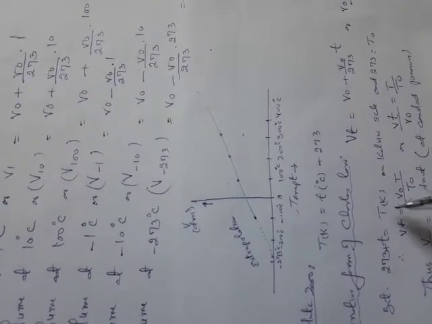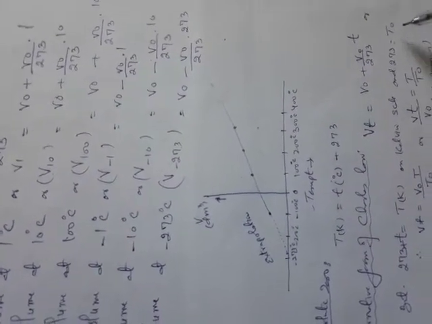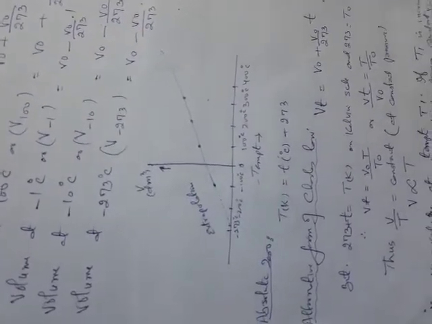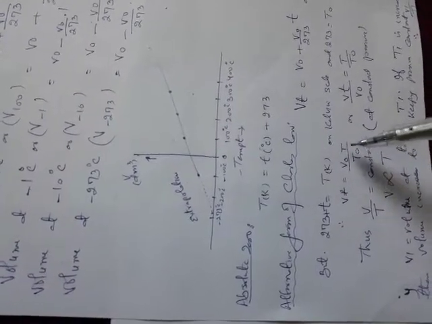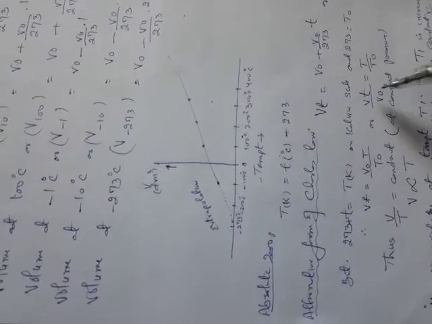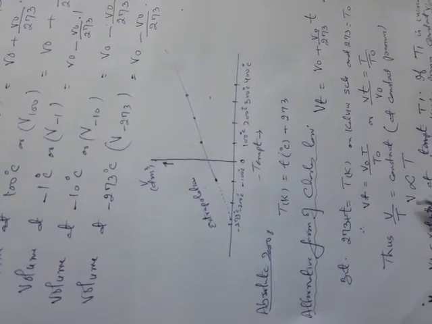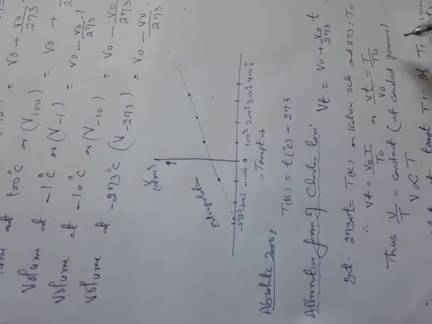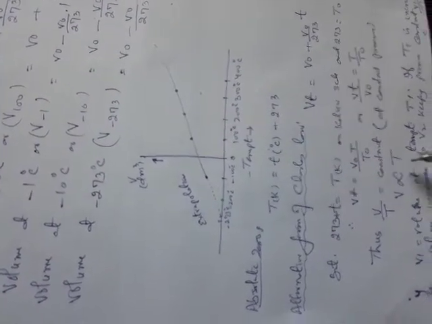Now we know that 273 plus T is given by T Kelvin on the Kelvin scale, and 273 is designated by T0. So we can write this equation as Vt equal to V0 T over T0, or Vt over V0 is equal to T over T0, or we can say V over T is constant at constant pressure. So volume is directly related to temperature at constant pressure.